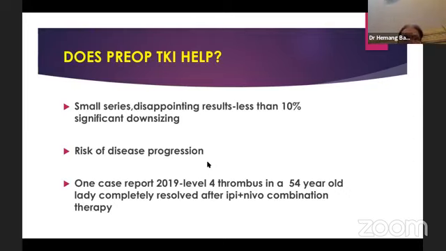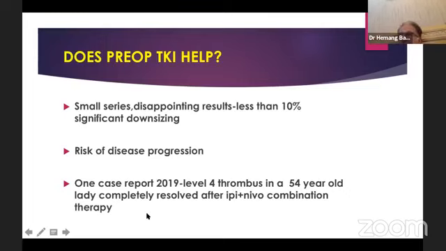Does pre-op medical therapy help? TKIs, they have tried sorafenib, other drugs, bevacizumab, and many others. Small series, disappointing results, always less than 10% significant downsizing in the tumor thrombus level. And you also have to balance that against the risk of not just disease progression, but also the fact that the thrombus can embolize at any time and cause serious mortality risk to the patient if you don't operate in time.